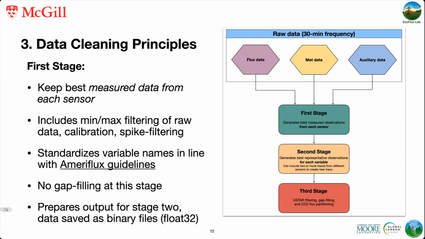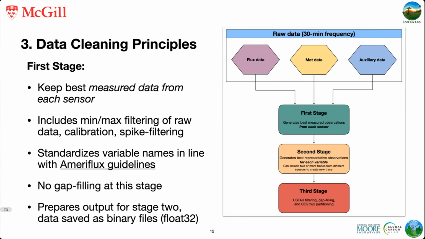So we want to just remind you of the data cleaning principles we're using. And these are important to keep in mind as you go through each cleaning stage. So the first stage principle, the idea is to keep the best measured data from each sensor. So you should have one trace per sensor and carry out quality control on each of those sensor outputs. And this includes min-max filtering. So for example, for a temperature trace, you should use the climatology of your site to apply minimum and maximum temperatures.